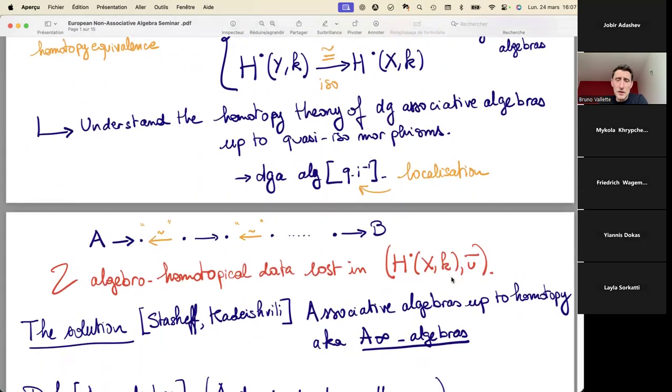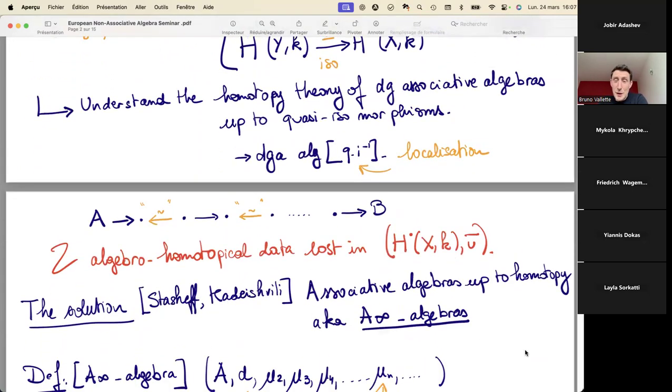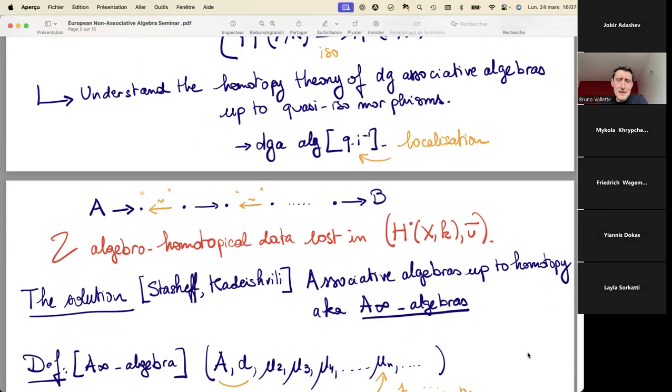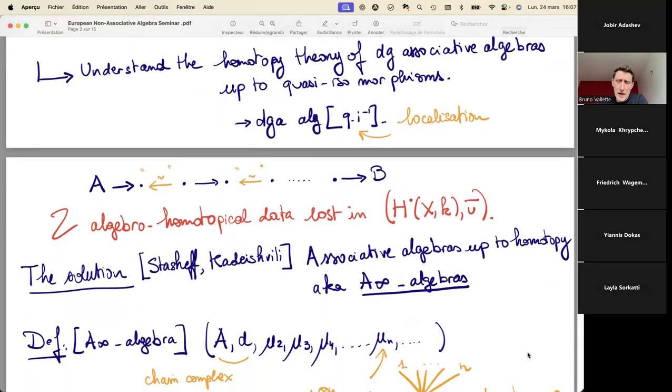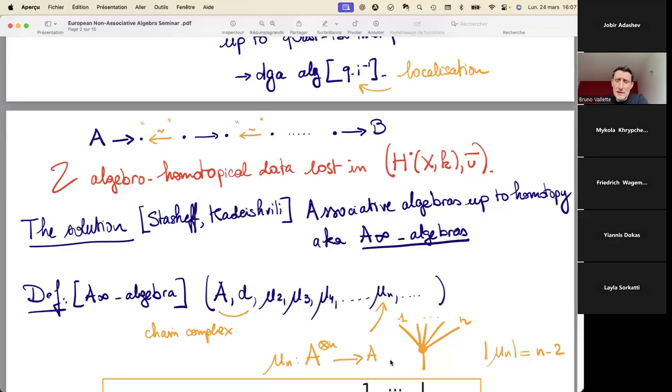So yes, we can do that. And this is where we leave associative algebras. And now we finally have something which is not associative necessarily. These are A infinity algebras, introduced by Stasheff and then worked out by Kadeishvili in the 80s. So what is an A infinity algebra? The idea is to relax the associativity relation up to homotopy.